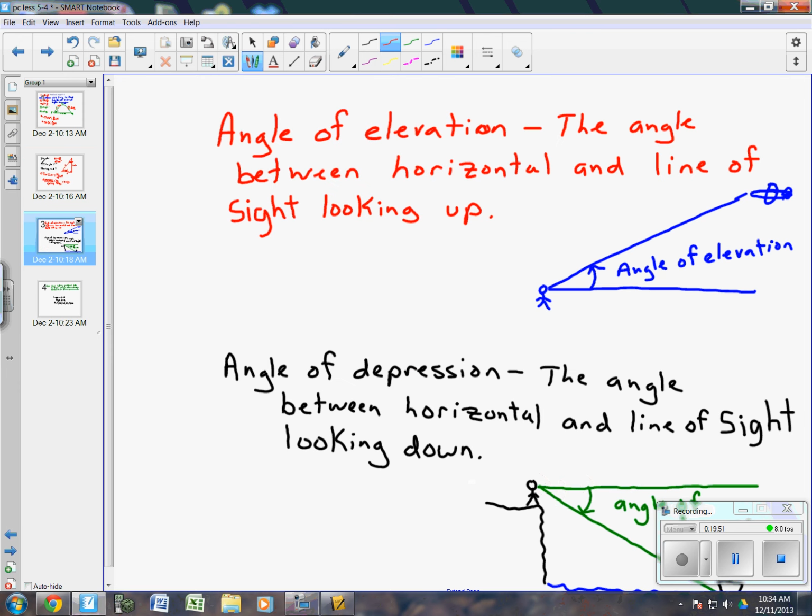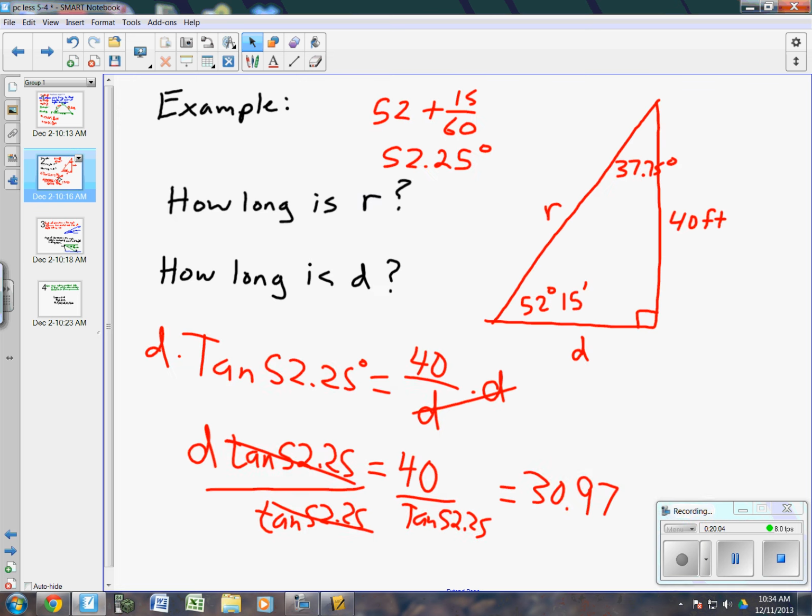Okay, next, right here. I need you to understand angle of elevation. The angle between horizontal and the line of sight looking up. Wait, how are we supposed to find R? Oh, we didn't find R. But you should be able to find R. You have both of these, right?